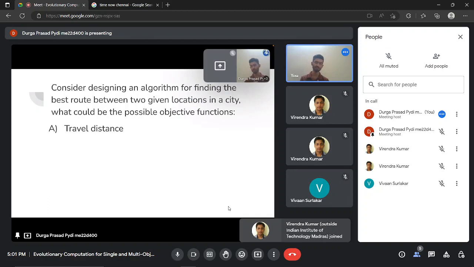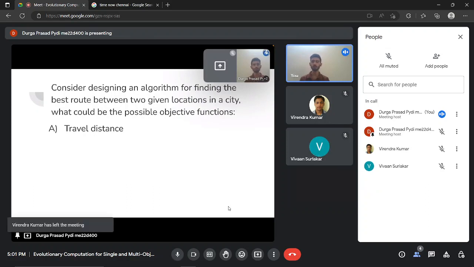One, you can consider the travel distance. If you just see the travel distance, will it be a possible objective function or not? Anyone can feel free to unmute yourself and speak out if you know any of these.